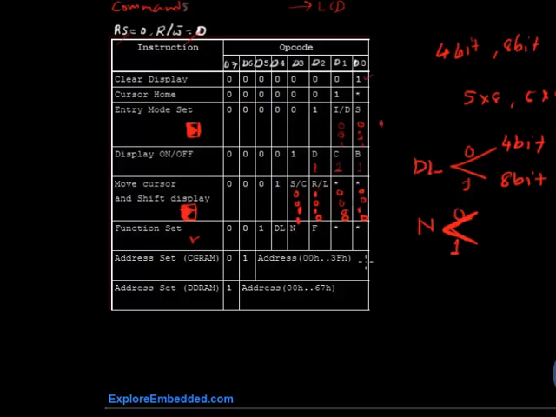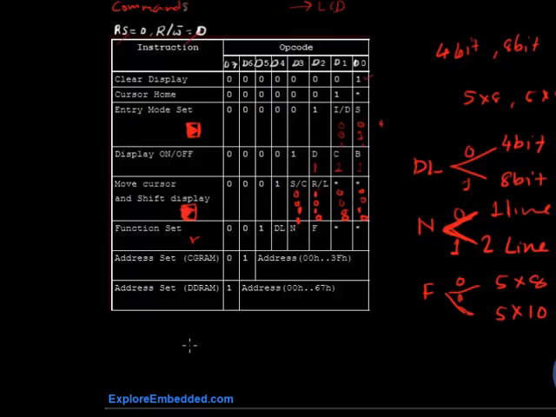Alright, so let me just check here. If N is 1, then it is a 2-line display, and if N is 0, it's just a 1-line display. Alright, and the F, if it is 0, it is 5 cross 8, and if it is 1, then it is 5 cross 10 dots. So if F is 0, the font is made of 5 cross 8 pixels. If it is 1, it is made of 5 cross 10 pixels.